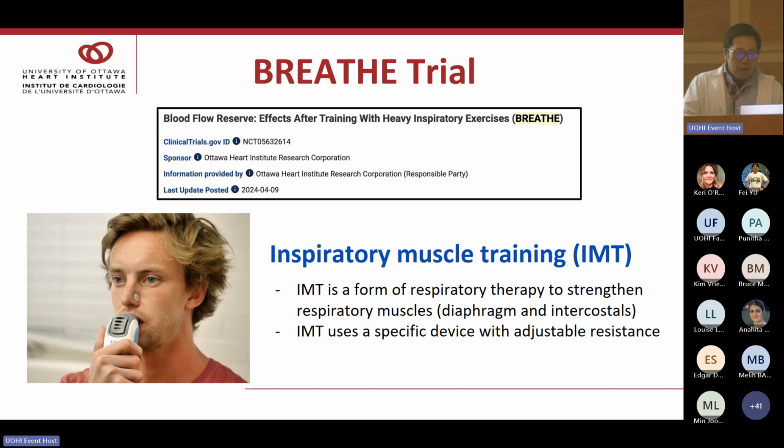Finally, I would like to briefly discuss our ongoing research project on inspiratory muscle training. Currently, Dr. Chow and myself are conducting the BREATHE trial, which is a randomized controlled trial to investigate the effect of inspiratory muscle training on coronary blood flow. We expect that this training may be an option for patients with angina, particularly those with coronary microvascular dysfunction. We are completing enrollment and preliminary results will be available soon.